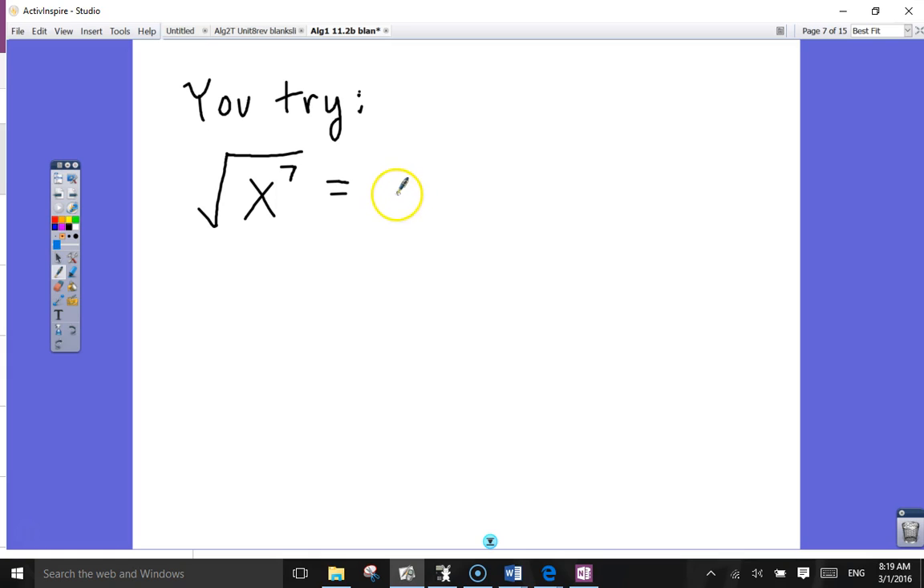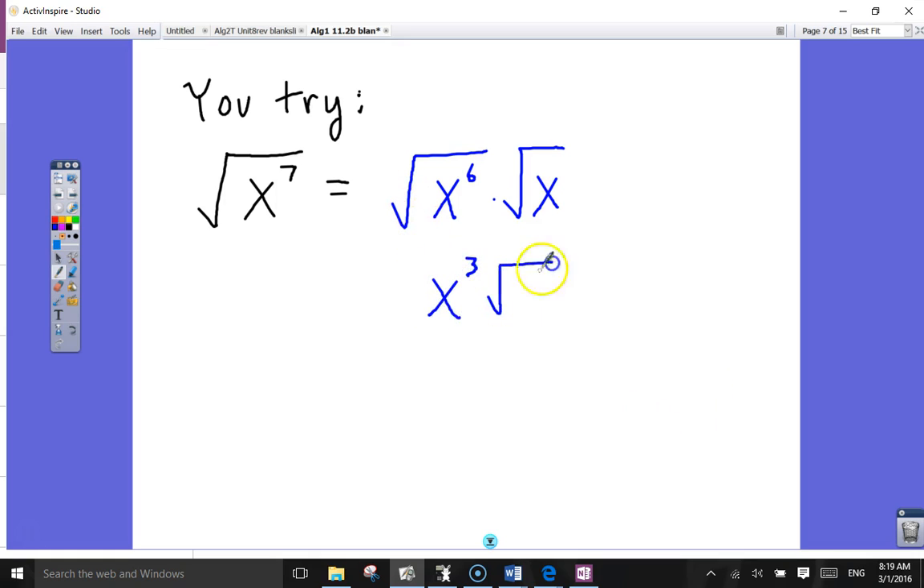So make it the square root of x to the 6 times the square root of x. And then how does the square root of x to the 6th simplify? How many x's are going to come out? 3, right? Again, 6 divided by the index of 2 tells you that 3 come out and 1 stays inside, like that.